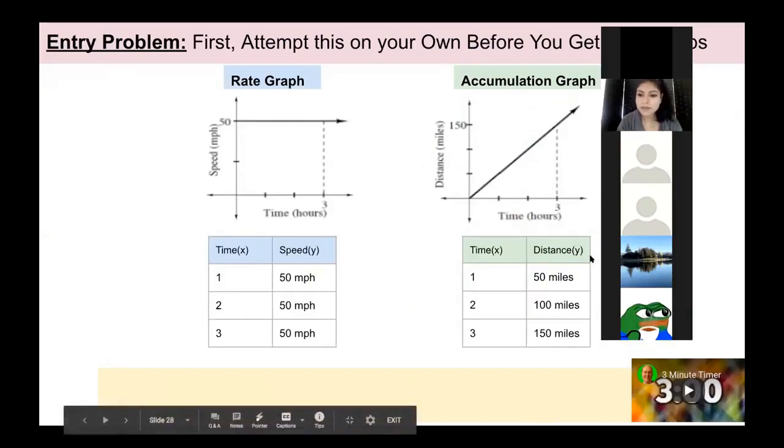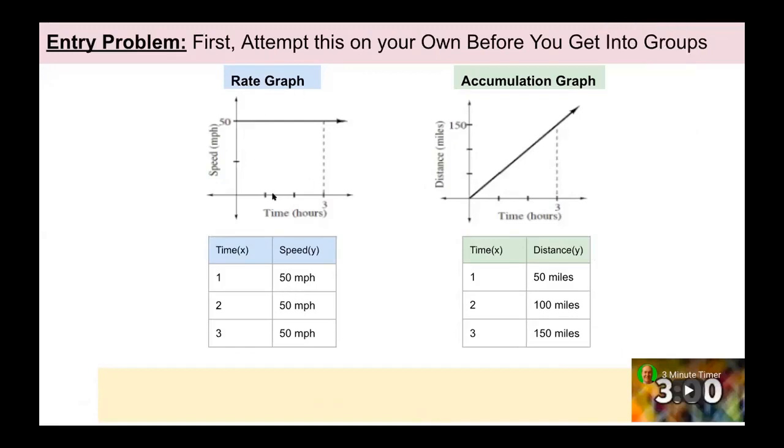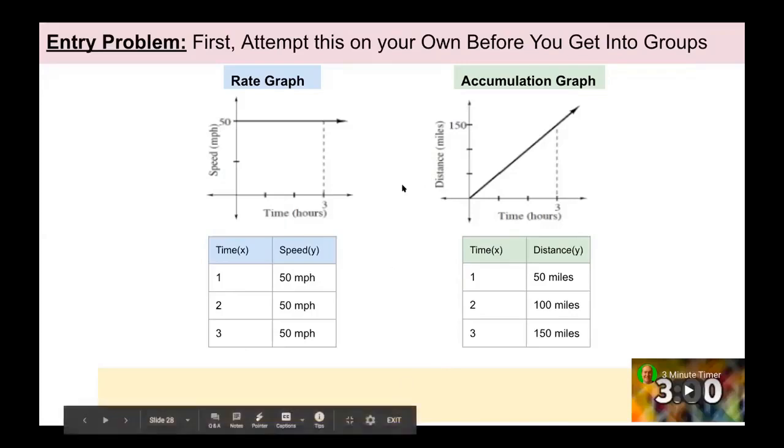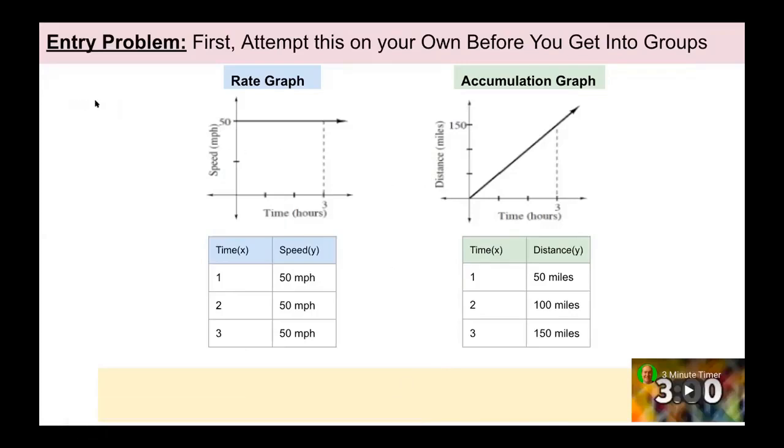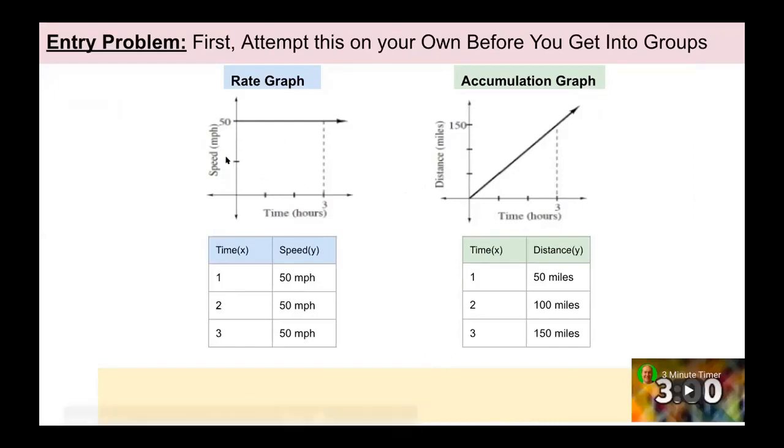But for now, let me give you some examples of what is a rate graph and what is an accumulation graph. So here are the two separate samples. Right here we have a rate graph. Let me explain why this one on the left-hand side is a rate graph. Look at the units here. This is the y-axis. The units for the y-axis are speed, miles per hour. Miles per hour is a rate.